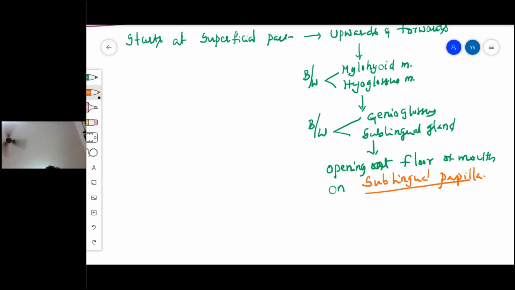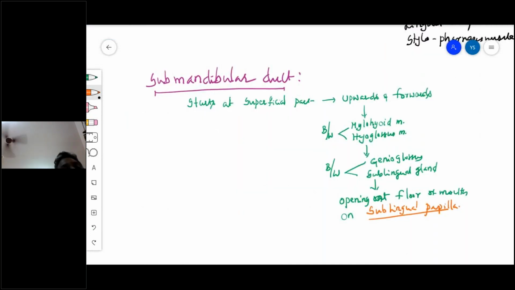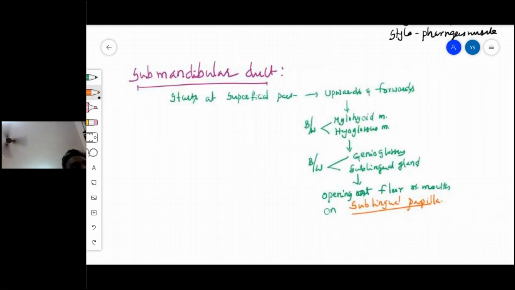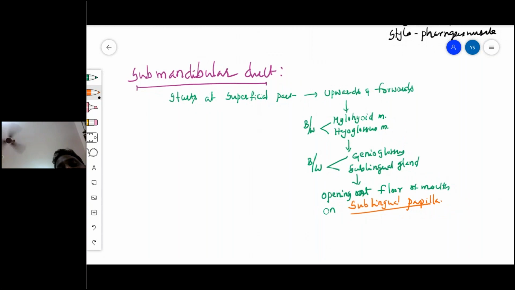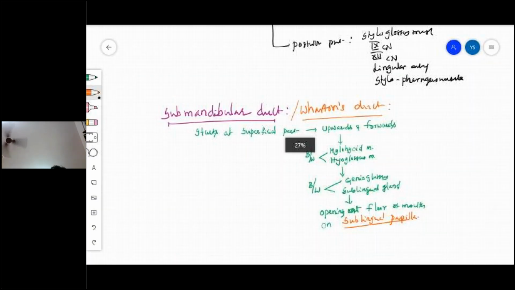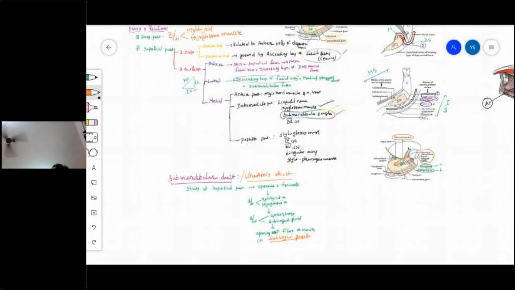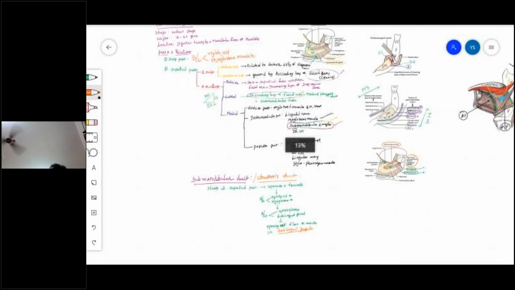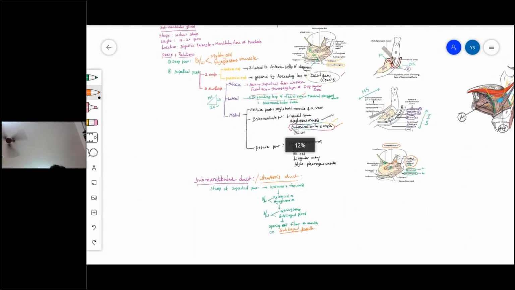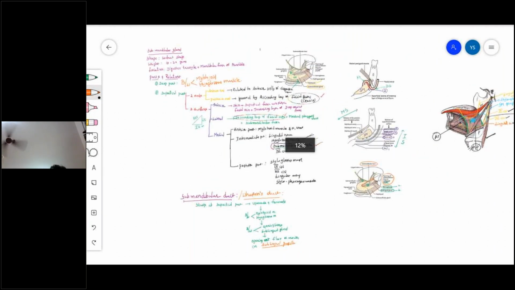So this is about the submandibular duct. Occasionally a short notes question, 3 marks question: the submandibular duct is also called Wharton's duct. And the parotid duct is also called Stenson's duct. Learn these terms also. So this is briefly about the submandibular gland. Is it clear? Yes, sir. No doubts?